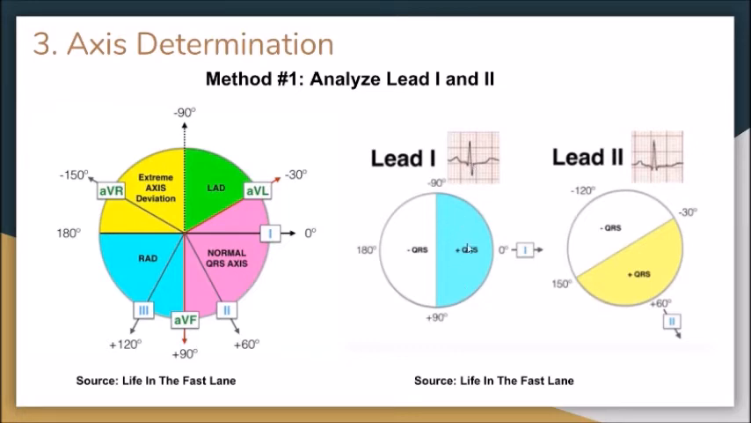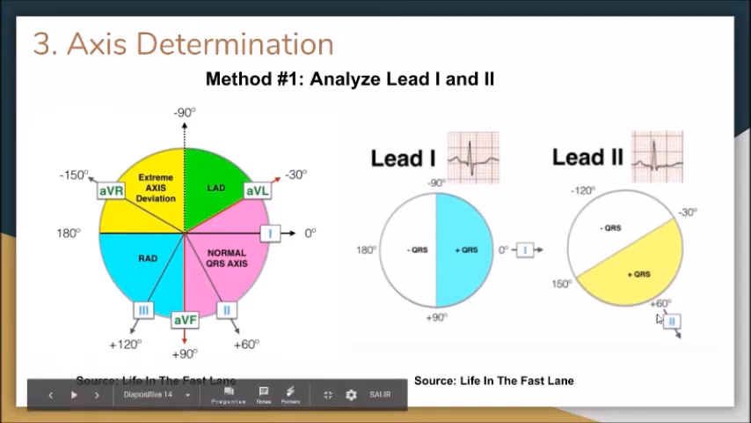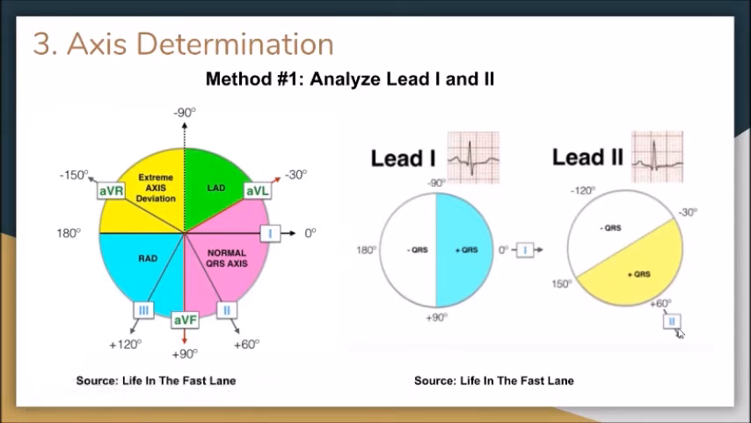So in this area here where my cursor is pointing right now, that'll yield a positive net deflection for lead 1, whereas this area over here will lead to a net negative deflection on lead 1. Now let's look at lead 2. Since lead 2 is looking at the 60-degree angle, anywhere between negative 30 and 150 going towards lead 2 will yield a positive QRS complex, and the other side of the circle will yield negative.